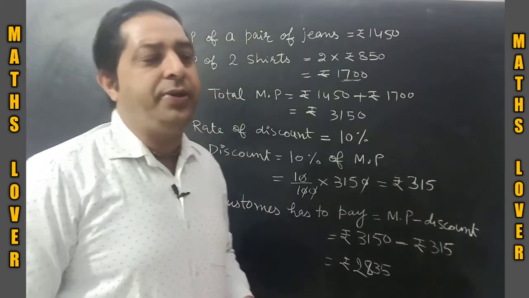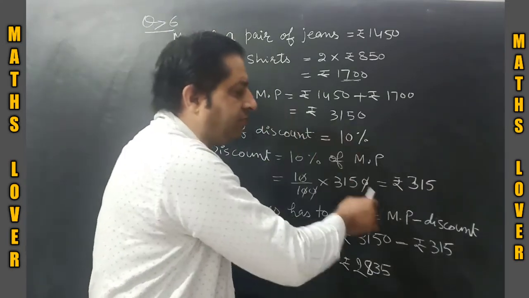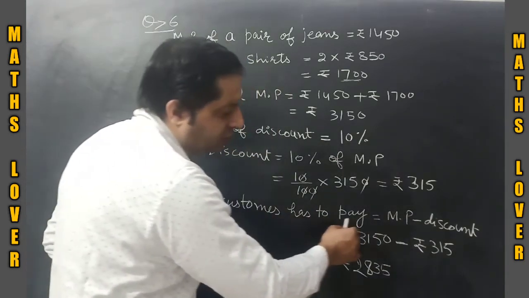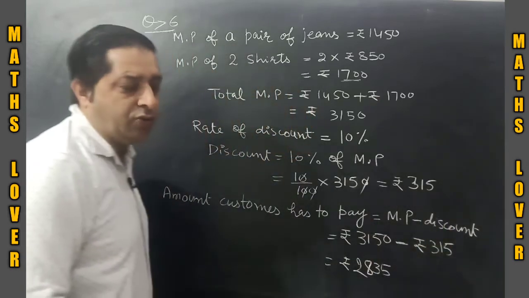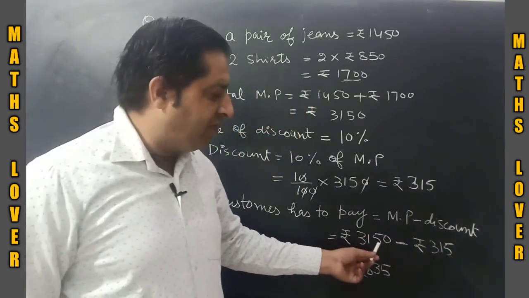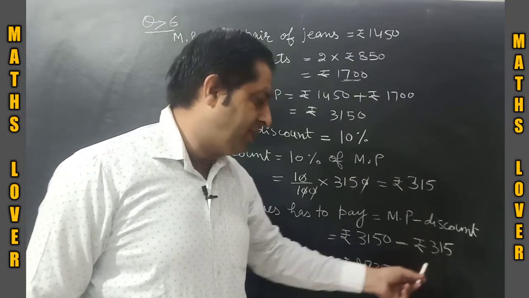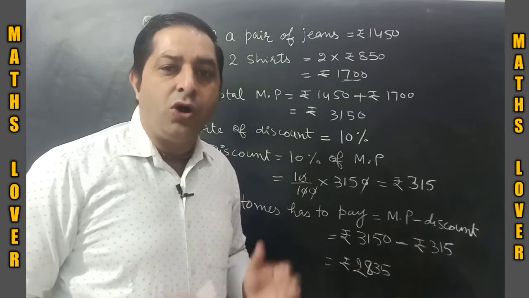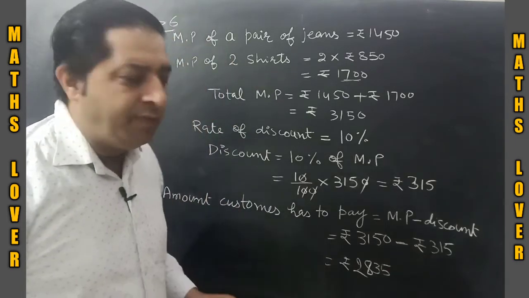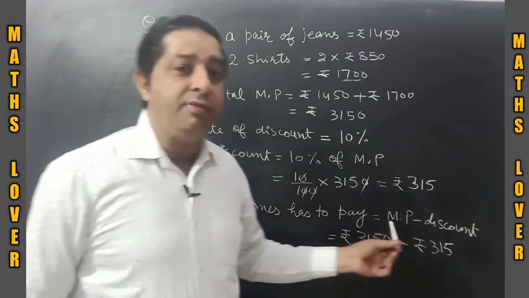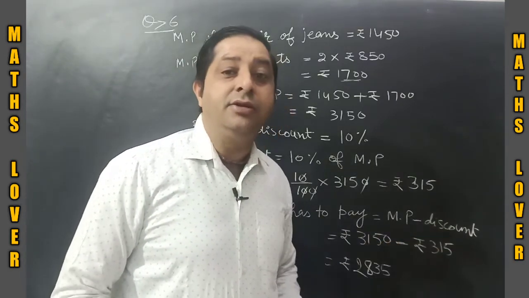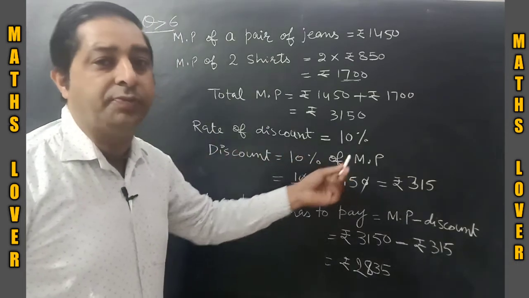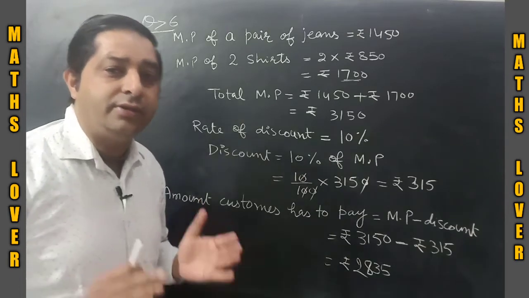अब कस्टमर कितना पे करेगा? The total marked price minus this discount. Hence the amount the customer has to pay is equal to marked price minus discount. So rupees 3,150 minus this discount 350, and you will get the answer rupees 2,835. Always remember that the final amount the customer has to pay is marked price minus discount, and discount is always calculated on marked price. Let's try to understand the next sum.